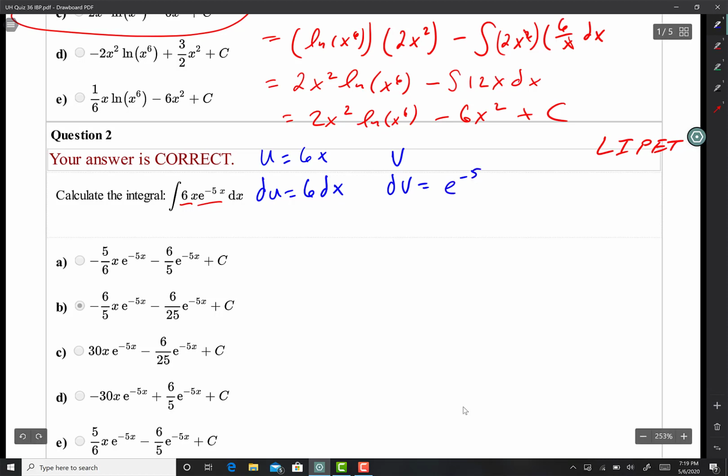e to the negative 5x dx. So then my v had to have been, let's see, negative 1/5 e to the negative 5x.